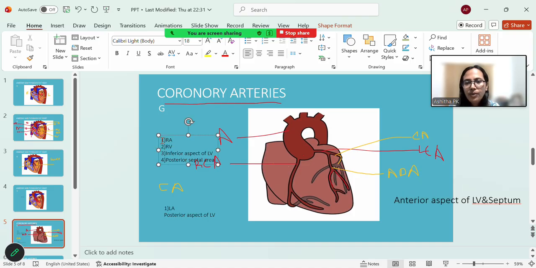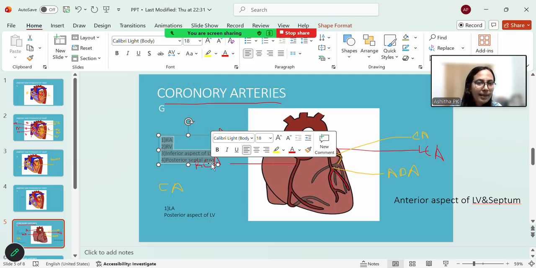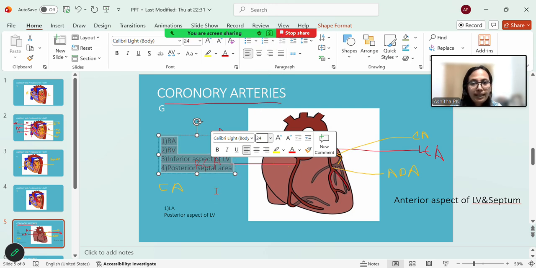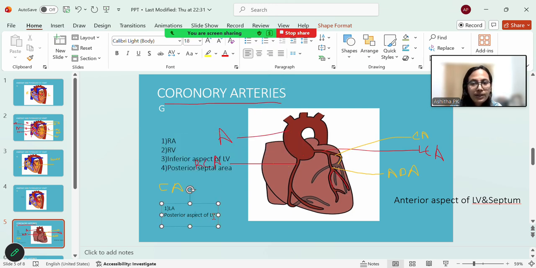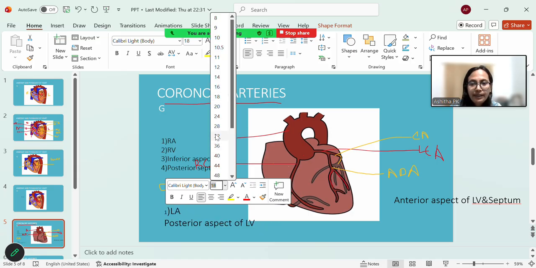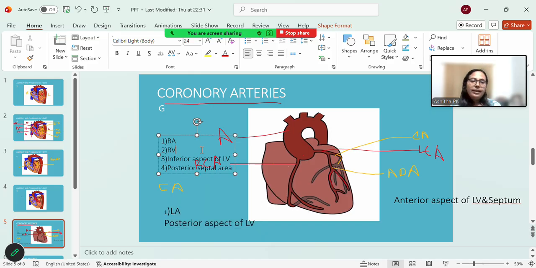Okay, this is how the coronary arteries supply. There are two main coronary arteries: the left coronary artery and the right coronary artery. The left coronary artery branches into two, the circumflex artery and the anterior descending artery. Then we talk about the supply of oxygenated blood to the heart muscle.